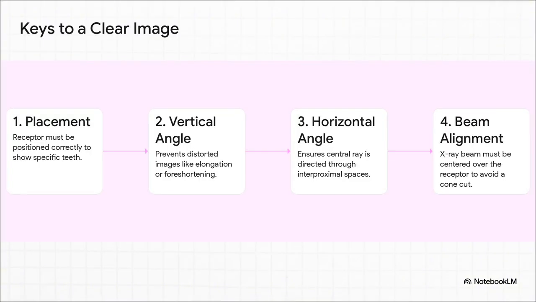So as you can see, getting that perfect, clear shot is a precise science. It's not just point and shoot, it's a whole four-step dance. First, the receptor has to be placed perfectly. Then, you have to nail the vertical and horizontal angles, and finally, the beam has to be centered just right. It's a real technical skill, and it all has to happen in seconds.